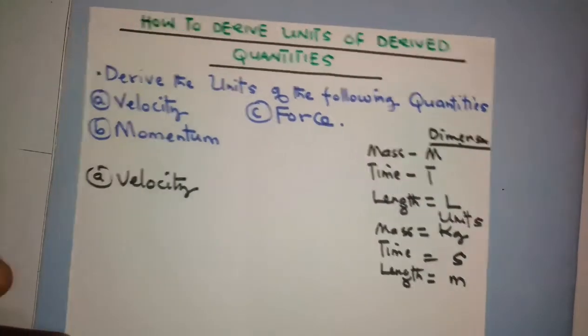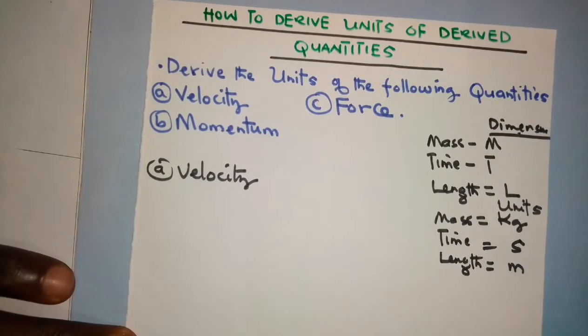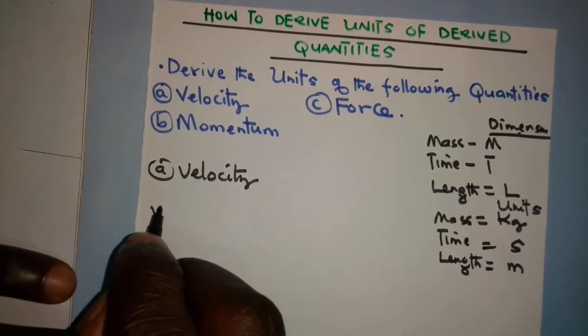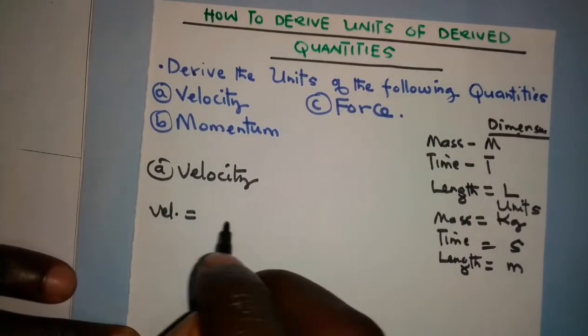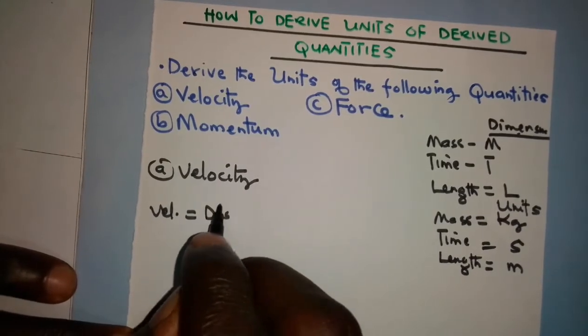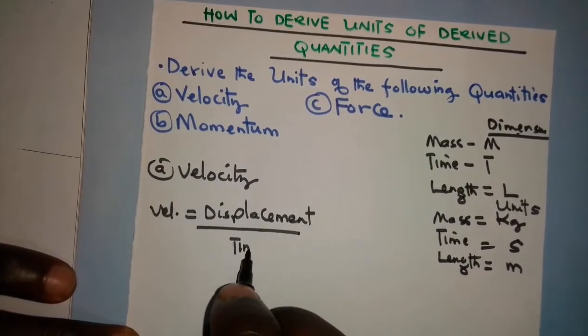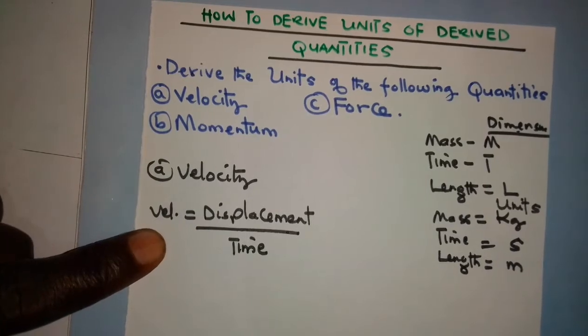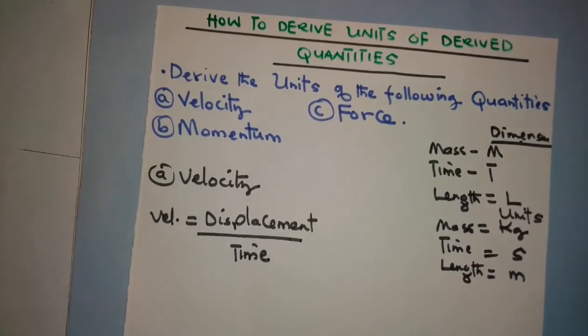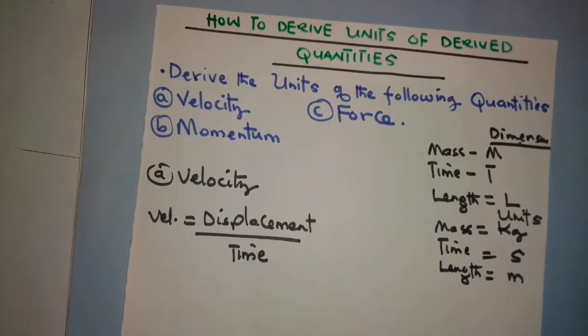So that's velocity there. Now you need to get the formula first. The formula for velocity is distance, or you could say displacement, over time taken. Since velocity is a vector quantity, it has both magnitude and direction. We are going to represent it with displacement rather than distance, because distance is just a scalar quantity. It doesn't have a direction, it just has magnitude. But displacement has both direction and magnitude. So the formula for velocity is actually displacement over time.